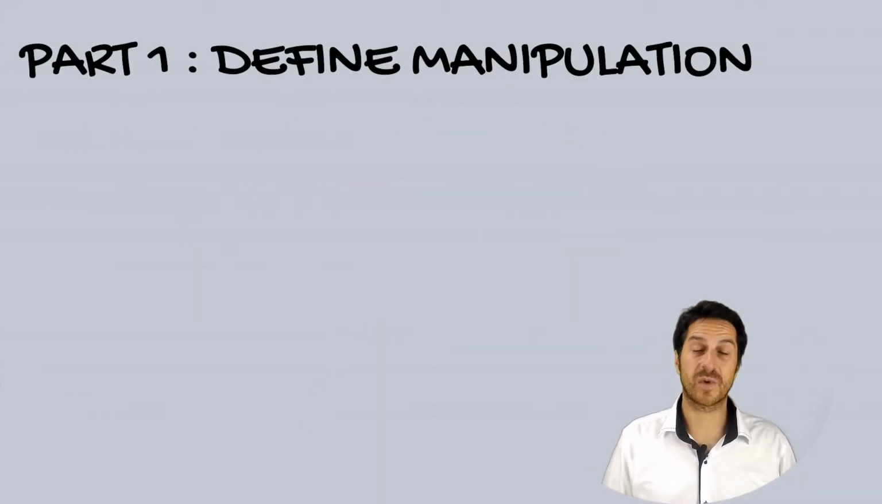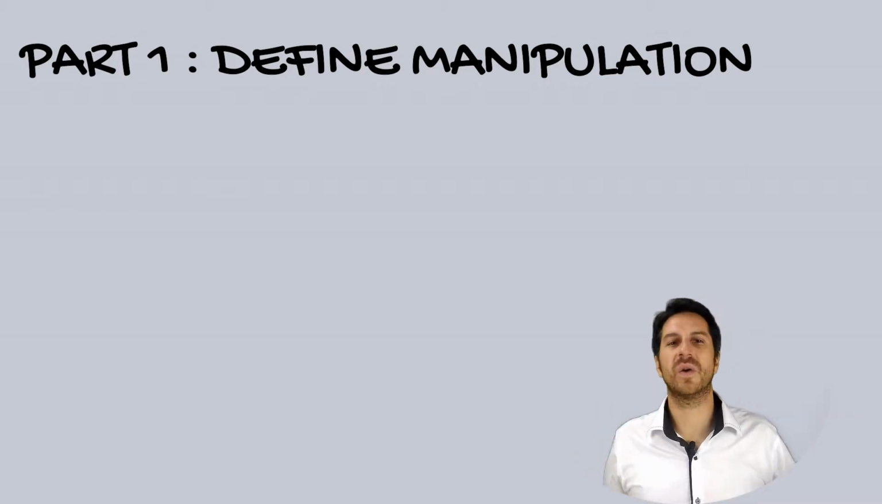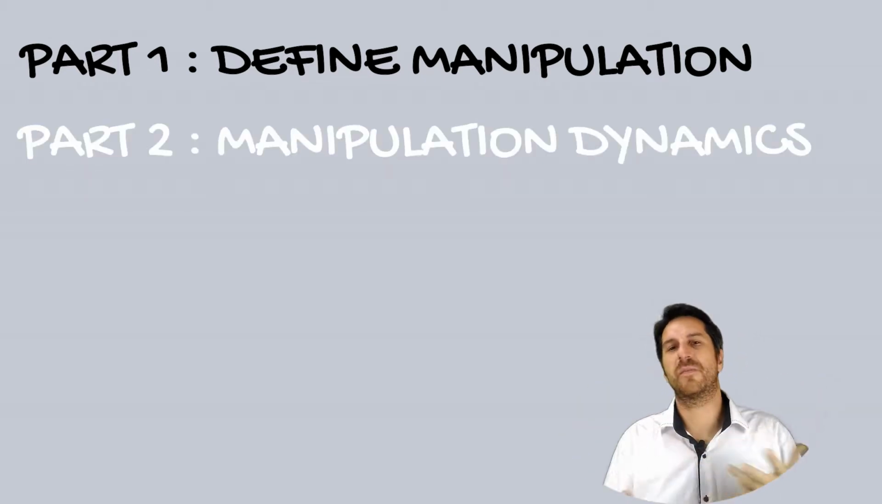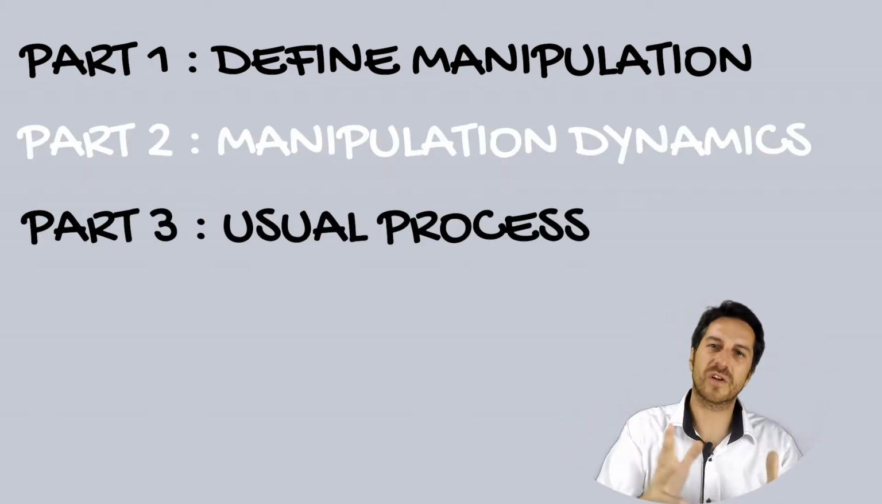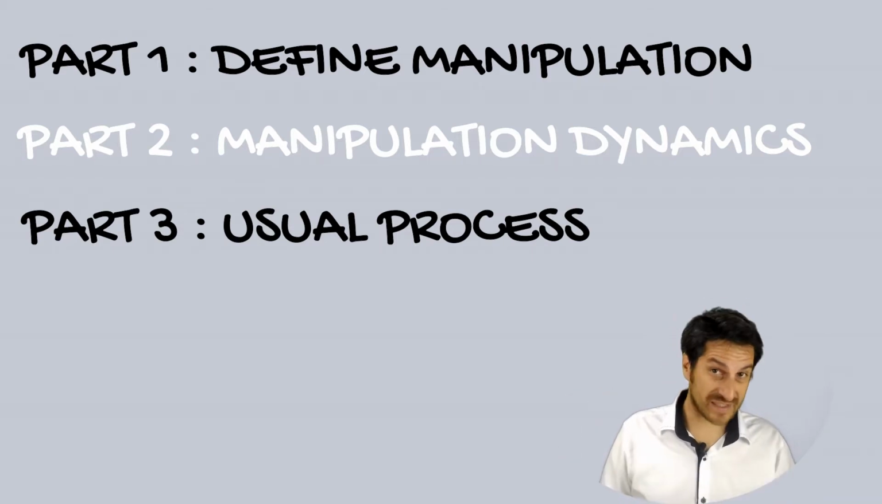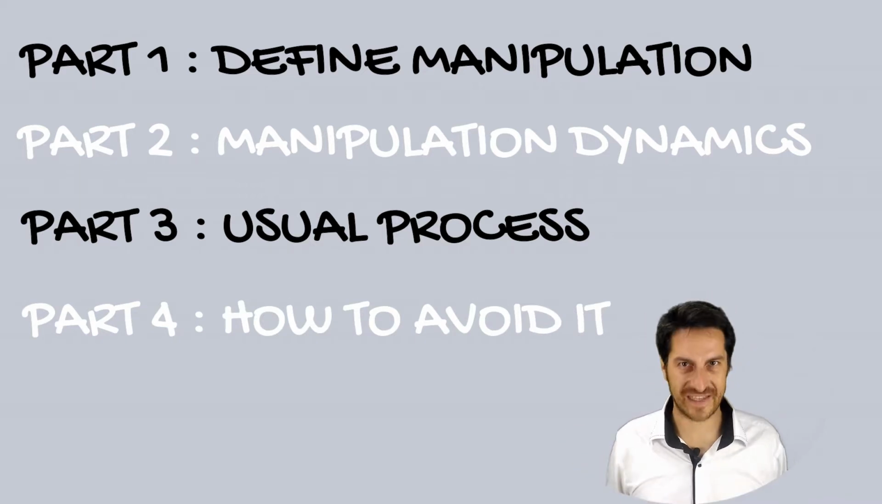So to answer this question, we're going to try first to define what manipulation is, then I'm going to explain to you how the relationship dynamics work in manipulation games, and in the third part I'm going to talk about the usual process of manipulation, and on the last one I will give you some tricks, so please stay until the end. I will give you some tricks to avoid that and to get out of that game, because it's just a crazy game. Everybody's involved in that, they're not always conscious of it, so open your mind and get aware of what's happening in the relationship you're involved in. So let's start with the first part now.